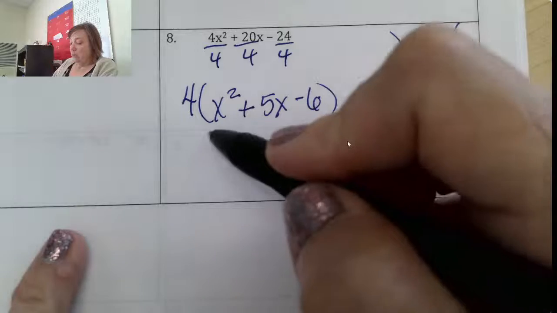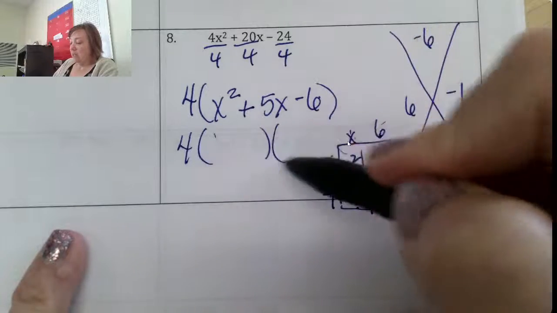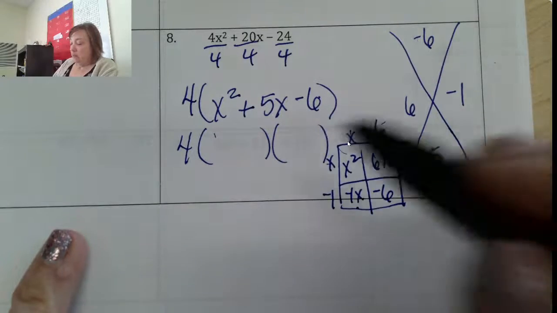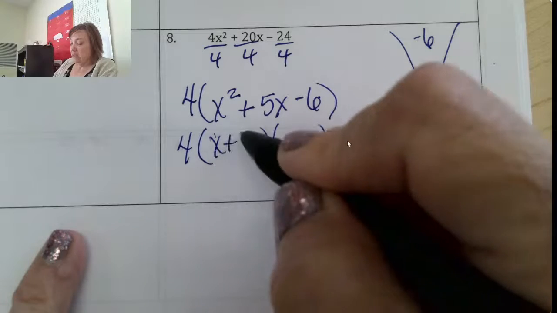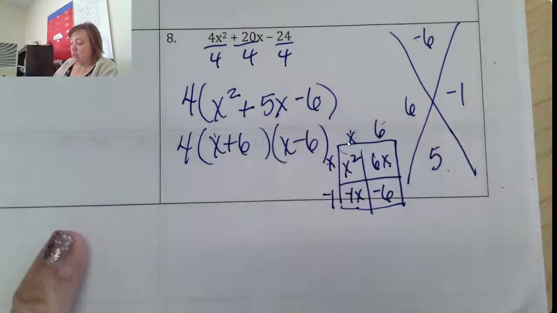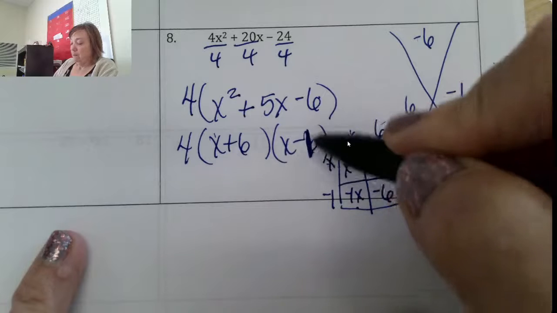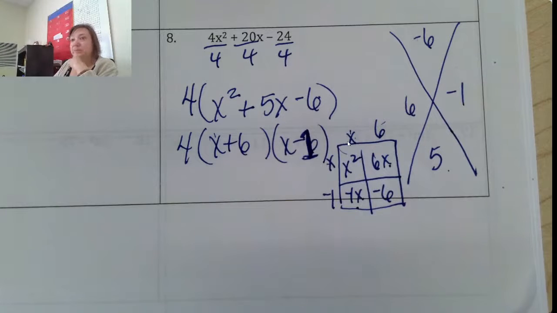So we've got this 4 on the outside. We can't throw it away. It's still there. Times x plus 6, x minus 1. My brain shut down for a second. Okay. Did that help maybe with some of your factoring? A lot of factoring is knowing multiplication facts, and if you're not great with multiplication facts, it makes it harder for you. The better you are with multiplication facts, the easier you see those patterns.